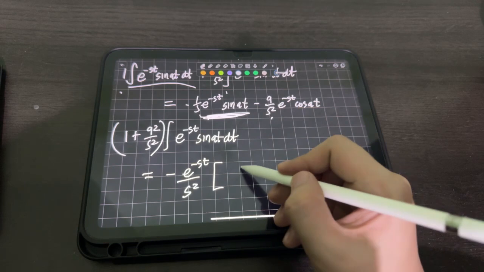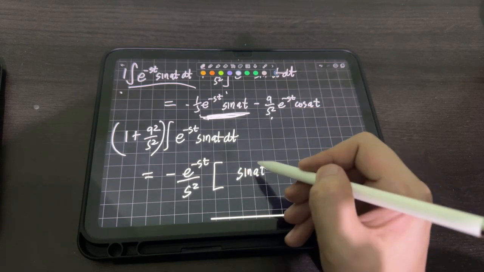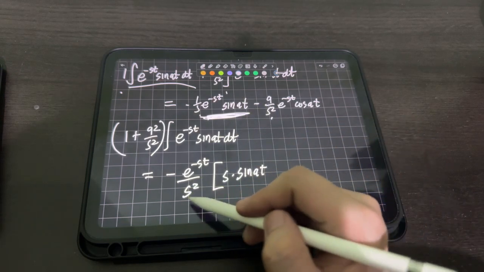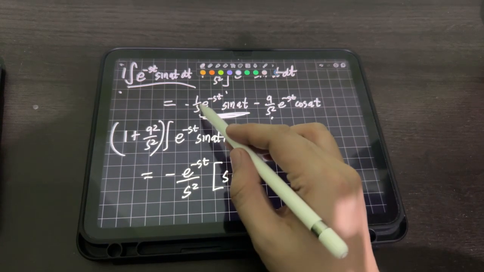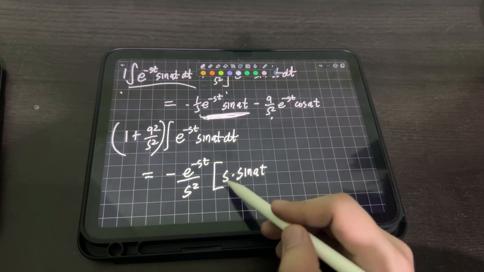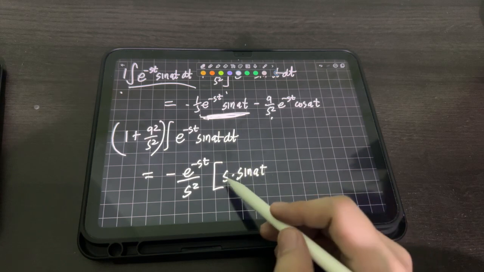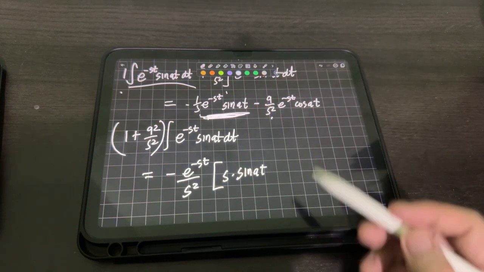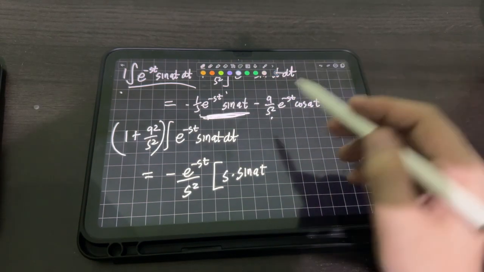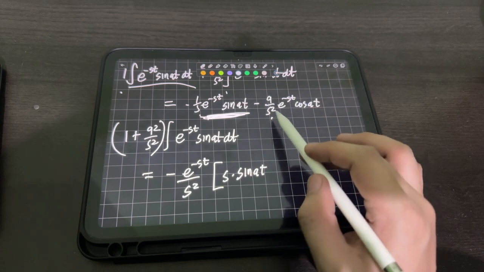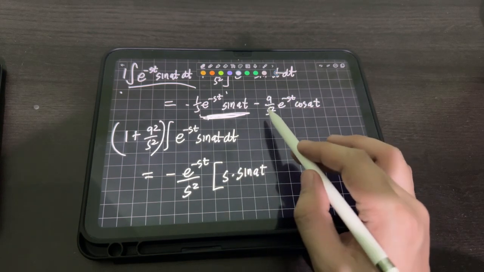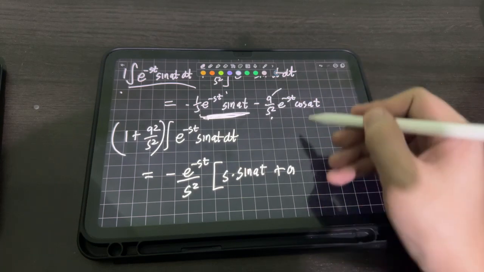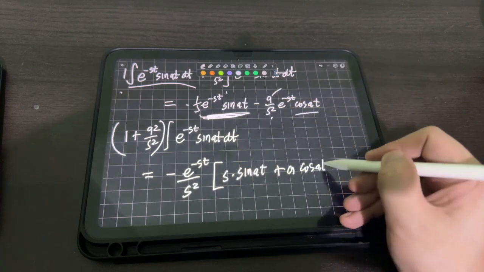We will have sine at times s, right? Because you factor out over s squared, you just have s over s here. Therefore, you must have s here in the sine at because s over s squared is 1 over s. Okay? Here, you factor out the negative e to the negative st over s squared. What is left? So, positive a, then cosine at.